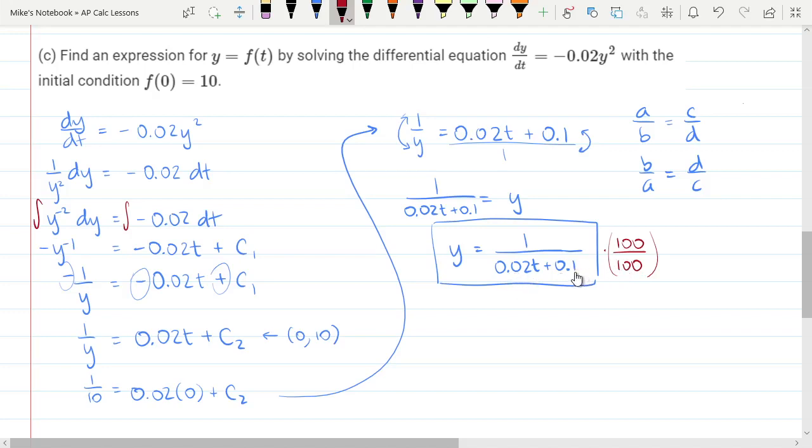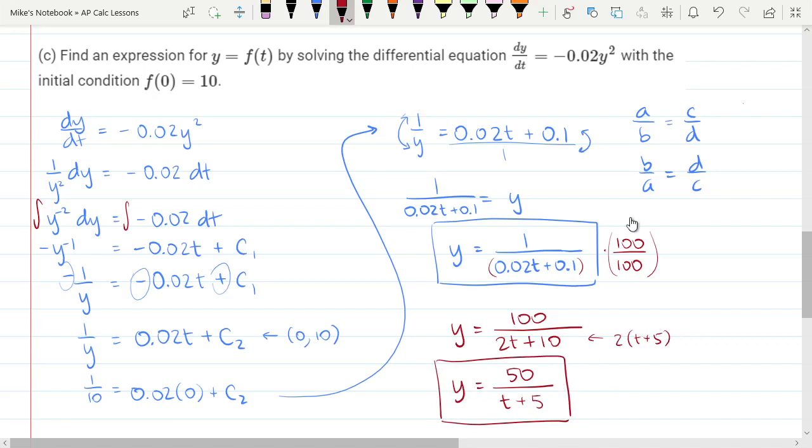whole number. Same thing here. If I multiply 1/10 by 100, it's going to make it a whole number. So if I multiply the top and the bottom by 100, I'm now going to end up with y equals 100 over 2t plus 10, sorry. And then we could actually do one more thing here. We could factor out a 2 from the denominator. And then that 100 in the numerator and the 2 in the denominator could divide out, and we would finally get y equals 50 over t plus 5.